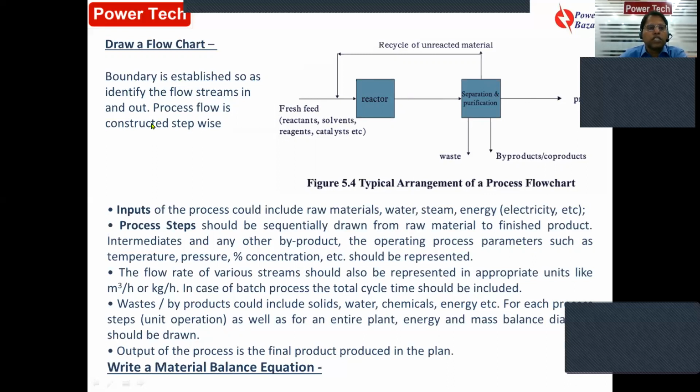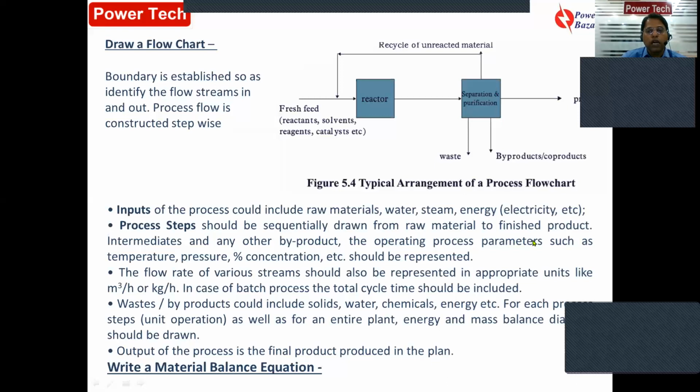Process flow is constructed stepwise. You need to construct the process flow diagram in a stepwise manner. Now, what are the inputs? Inputs could be raw material, water, steam, energy, electricity, anything. Process steps should be drawn subsequently from raw material to finished product. So from raw material to finished product, the process steps should be sequentially drawn. Also, you have to note down the intermediate and other byproducts.